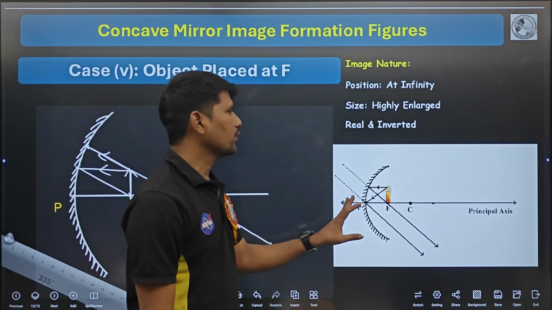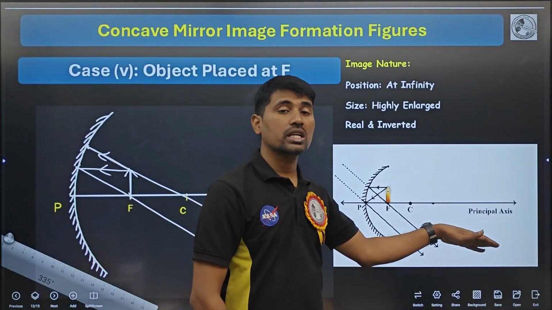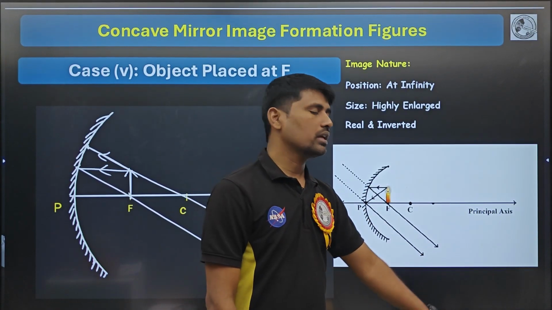So from this figure, what we can understand is we get parallel rays. They may intersect at infinity.